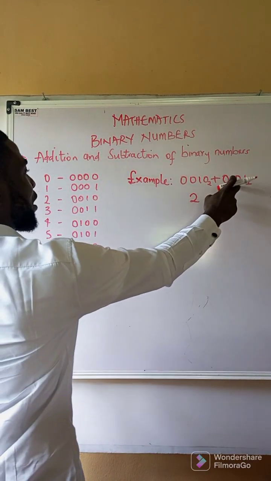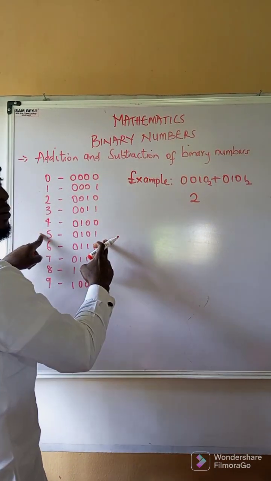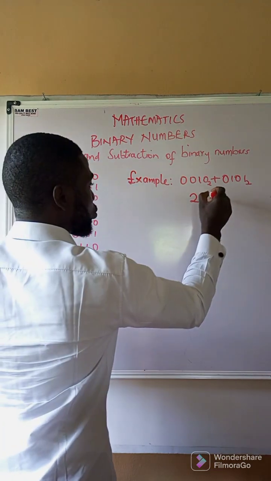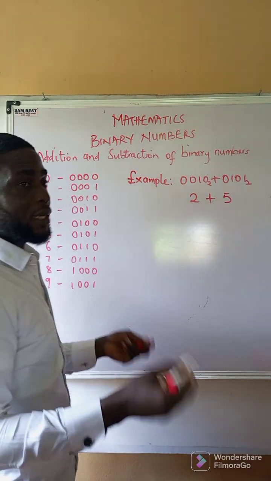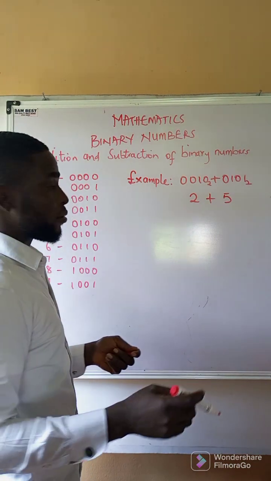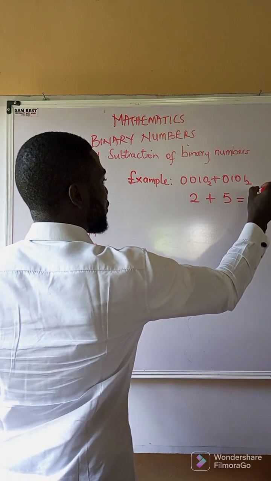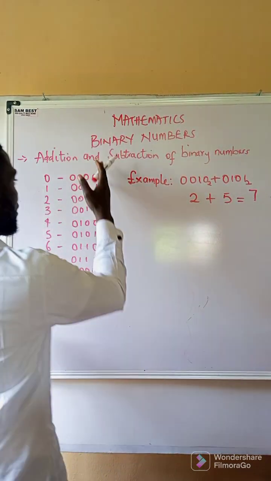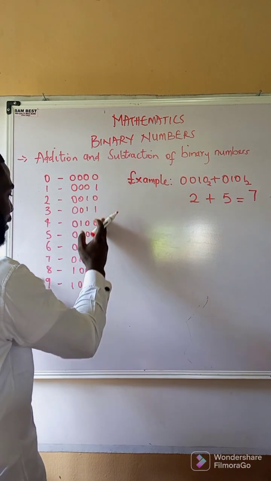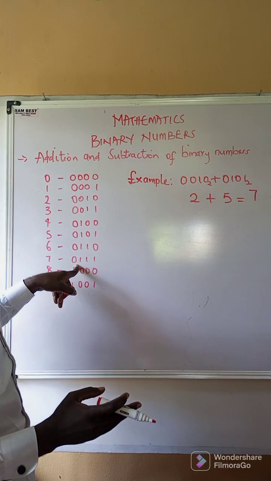Then 0101 here is 5. So this is 2 plus 5. Isn't it easy? It's not difficult at all. Having done this, you can add straight. 2 plus 5 will give you 7. To get your binary equivalent, you come back to the chart and get 7. Coincidentally, adding it straight gave the same answer.